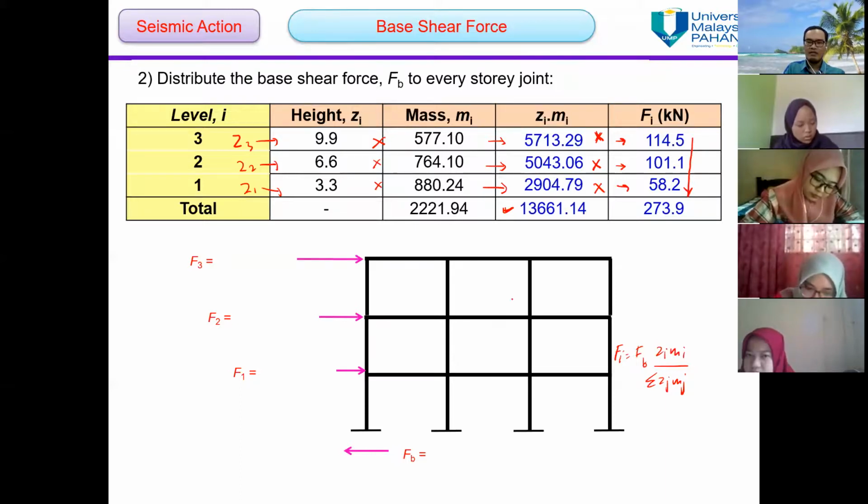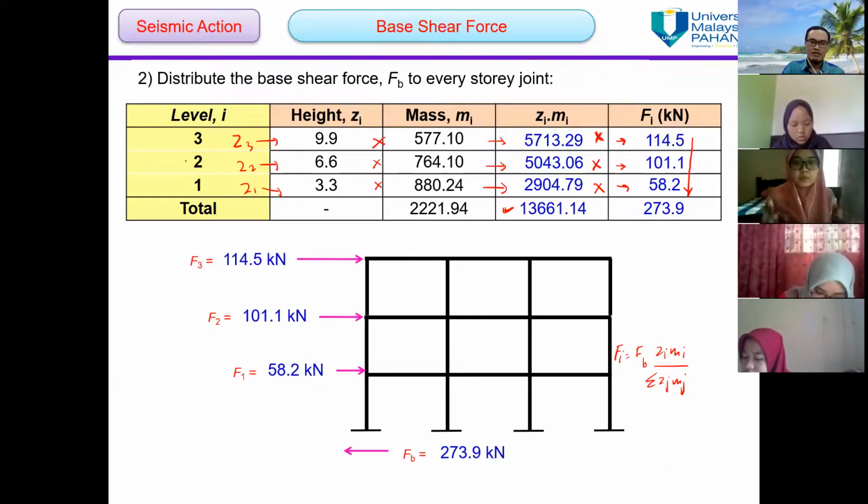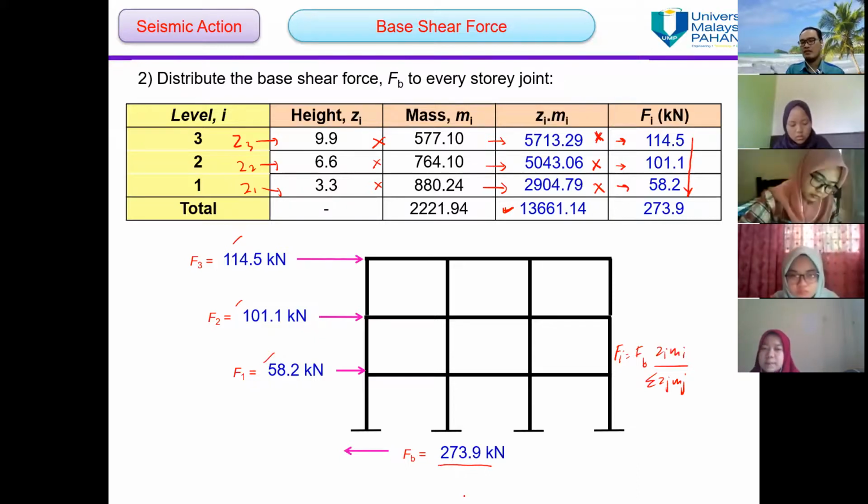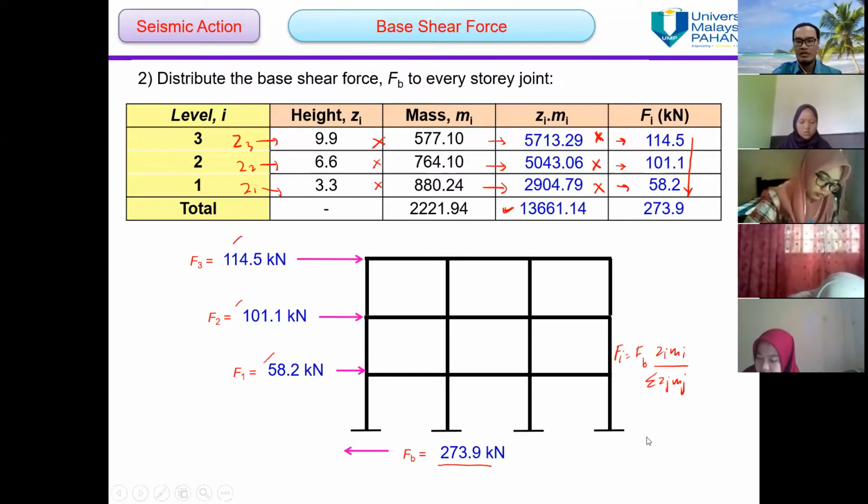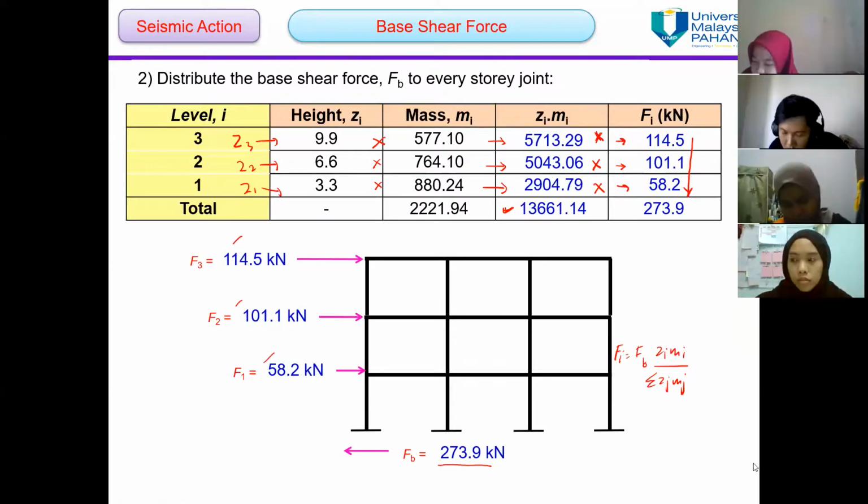Okay, and then you can draw this figure, the elevation view. You can see clearly this is F3, F2, and F1, and the total shear force is here, acting from the ground actually. Any question up to this level?